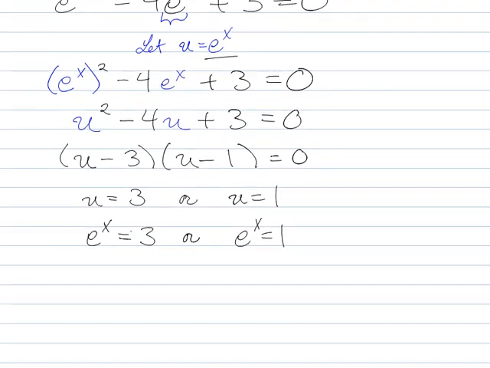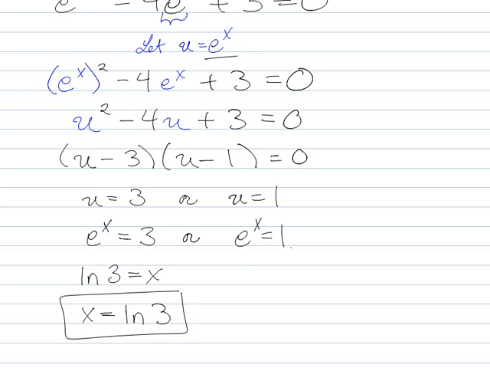I can say, all right, e to the x is 3. To solve for x, take the log of both sides: log base e of 3 is x. So x equals the natural log of 3. Or e to the x is 1. The only thing that satisfies that, e to the what is 1? Remember, anything to the 0 is 1. That's an identity. So that means x is 0. And you can solve that problem actually a lot quicker than you might think.